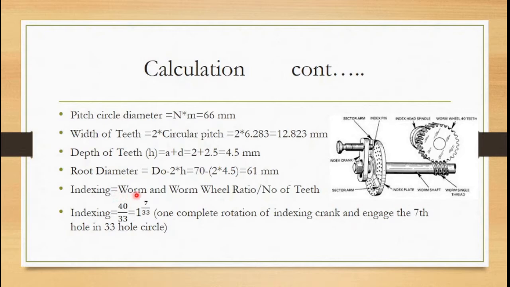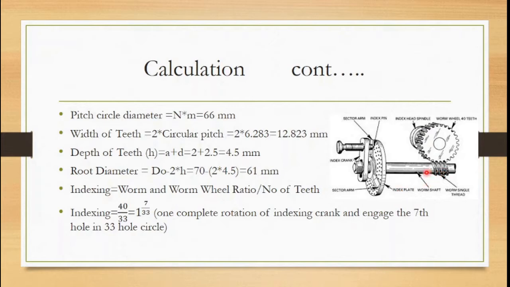It is a very important thing in gear cutting operation using milling machine. So how to do the indexing calculation? So let us understand first what is indexing in milling operation or gear cutting operation. Indexing, the formula we can observe here. So indexing equal to worm and worm wheel ratio divided by number of teeth to be cut on the gear blank. We can observe in this diagram.